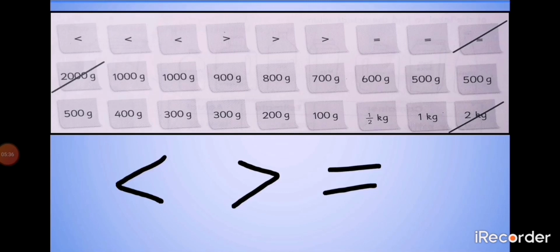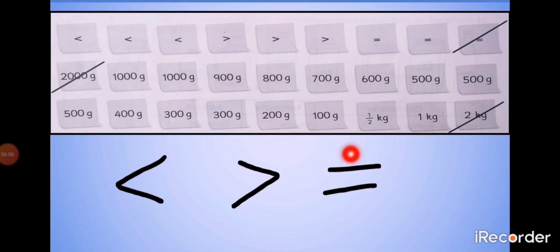And look at this sign. You put one number here, and the first number is greater than the second number which is present after the sign, where the pointed side is towards that number. So remember, the key point is that the open end is always towards the greater number and the pointed end is always towards the smaller number. So we can use these signs in our number statements.